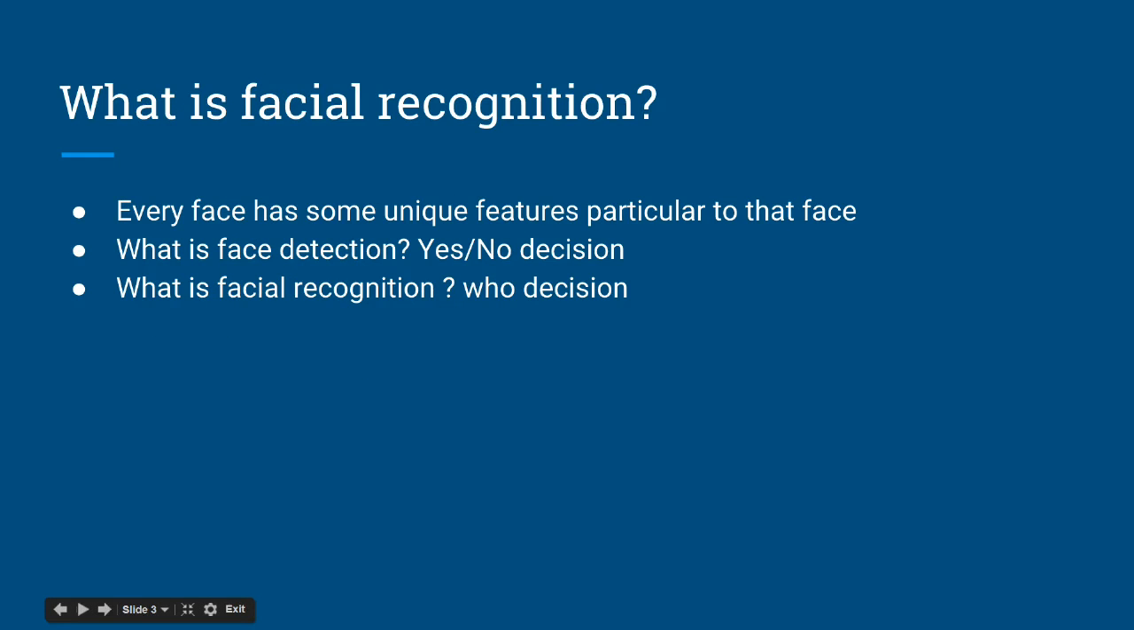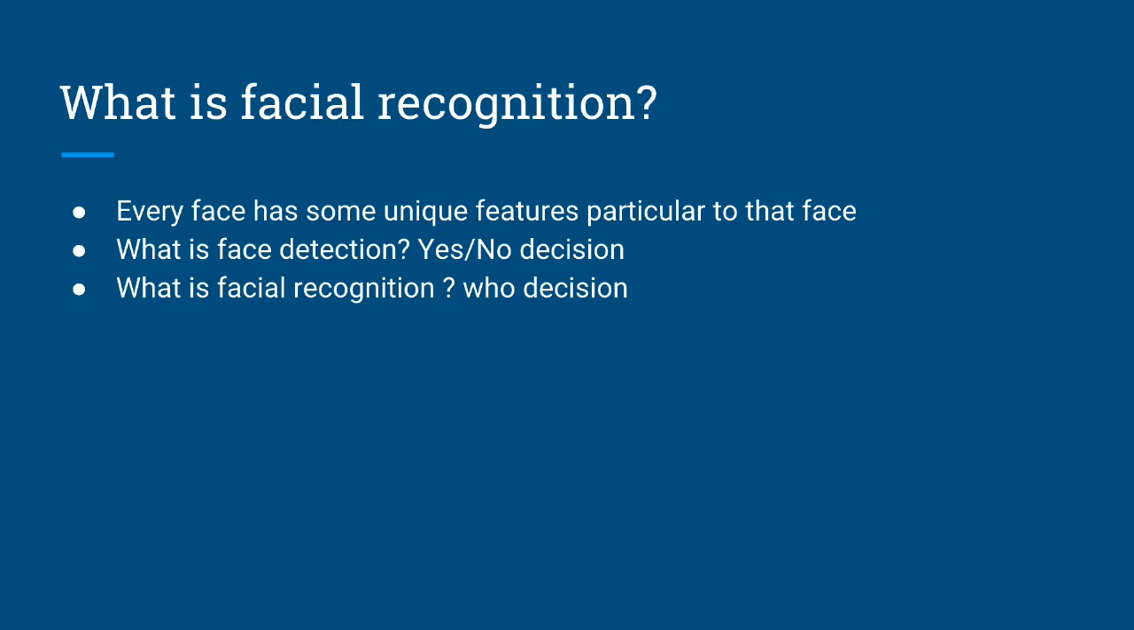But what is facial recognition? We know that every face has some unique features particular to that face. So if we can capture those particular unique features, we would be able to distinguish a known face from an unknown face. And if it is a known face, we could give it certain authorizations that we would not give a general unknown face. This is the gist of facial recognition.